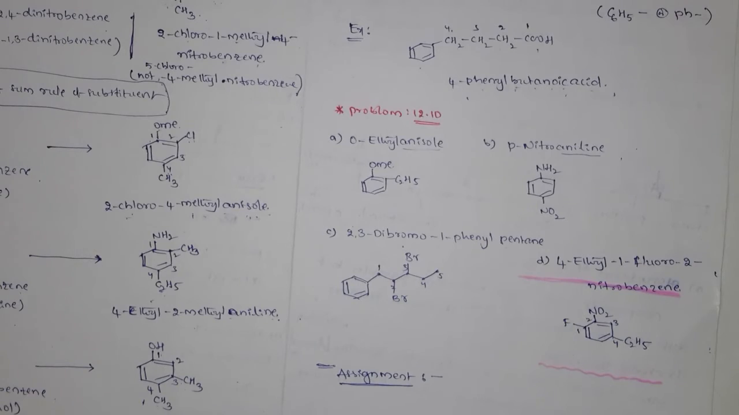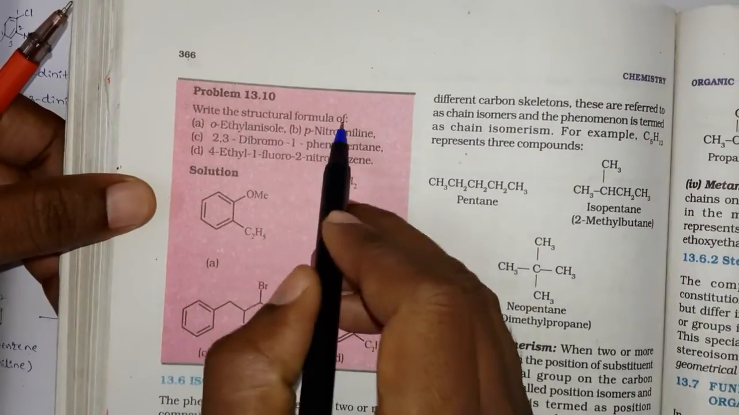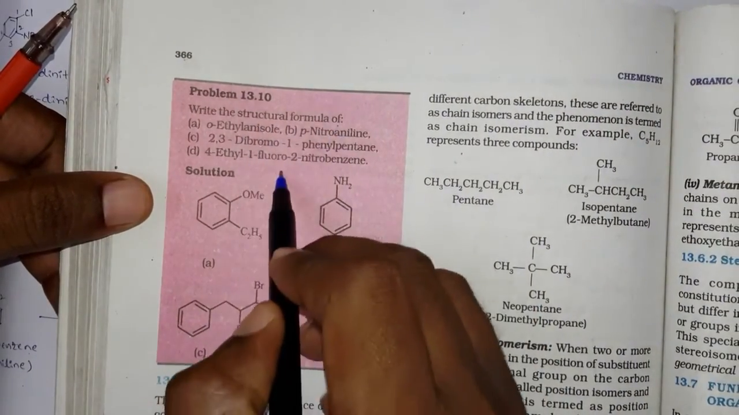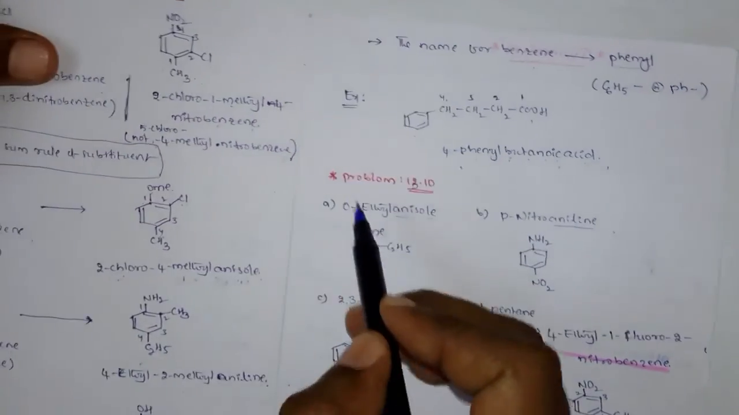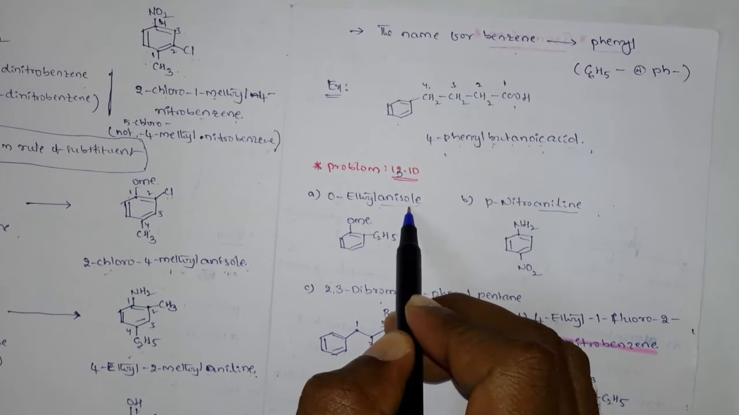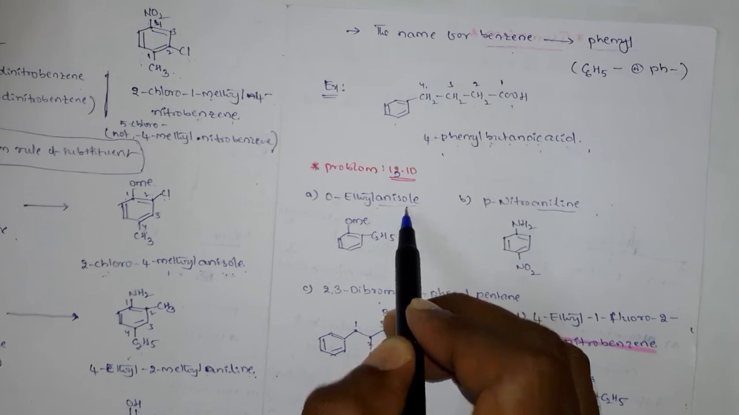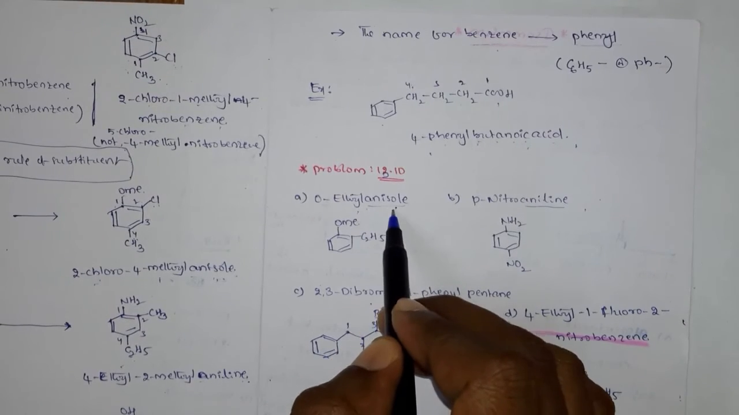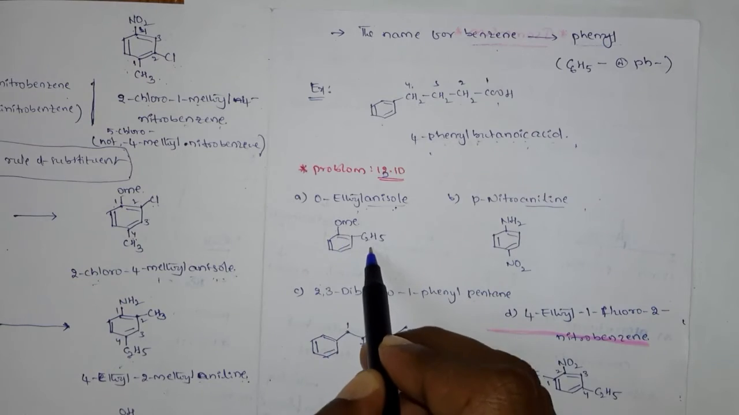Next, see a problem 13.10. It is not the 12, it is the 13.10. What is this problem? Write the structural formula of the given compounds. Okay, what is the structural formula? Look at here. Orthoethyl anisole. Ortho means 1-2 position. So at the 1-2 position, ethyl is there, anisole. Anisole means OCH3. So OMe and C2H5.